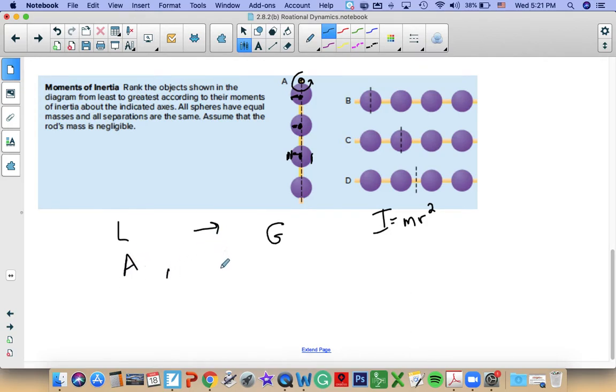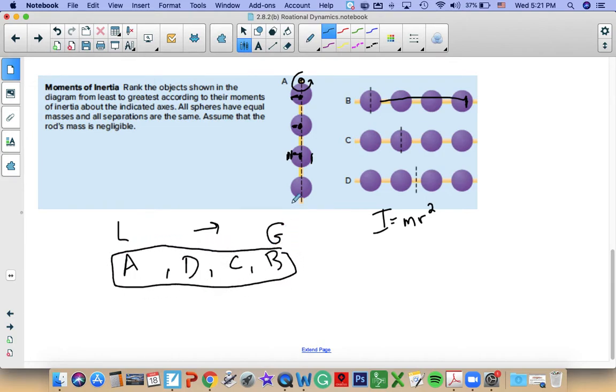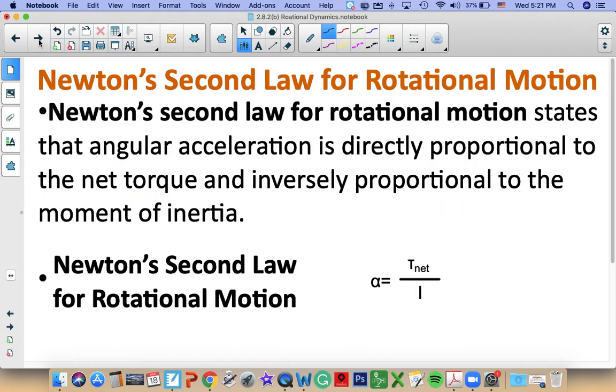Then the next ones here, we can pick these out. That one's going to be the next one. That one's going to be the next one. That one's going to be the greatest. B would be the greatest because we have the most mass, or a huge radius for that mass in comparison to those. So it's A, D, C, B. That's how we rank those. This one kind of threw you for a little bit there. All right, so moving on.